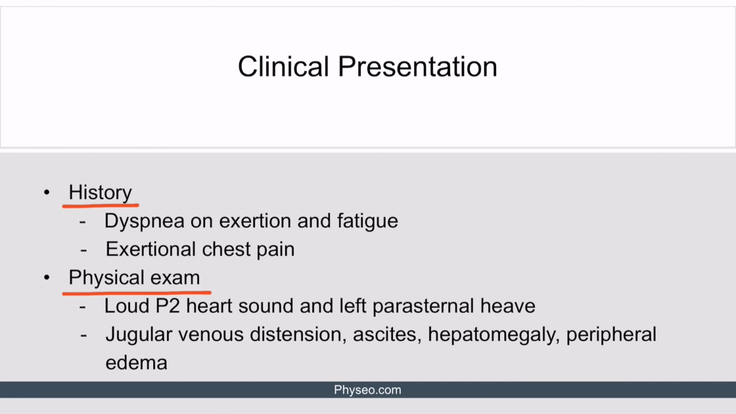A parasternal heave felt to the left of the lower sternum is caused by concentric right ventricular hypertrophy due to increased right ventricular afterload. Right ventricular hypertrophy can also cause right-sided heart failure. Heart failure in turn will manifest with jugular venous distension, ascites, hepatomegaly, and peripheral edema due to a backup of blood in the systemic veins.